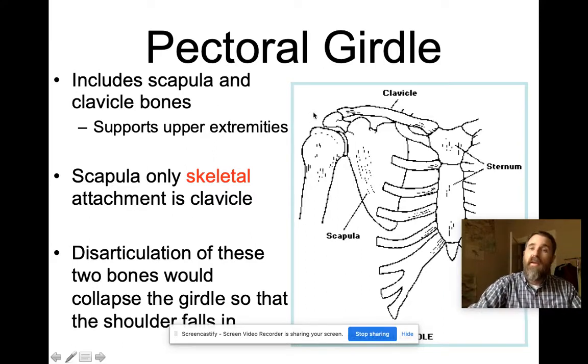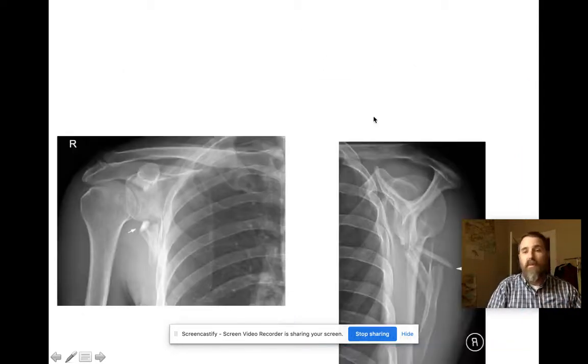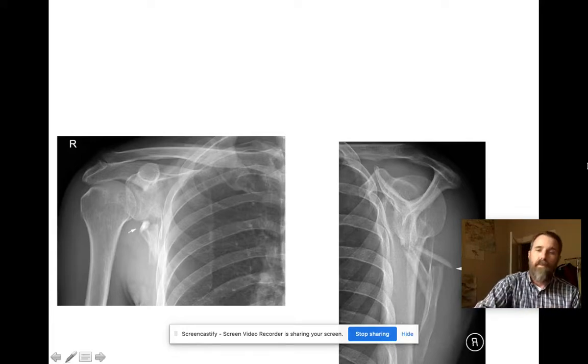Problem being, if you break the clavicle, if you break your collarbone, your entire shoulder collapses in. And so here's a good image of what that looks like. It ain't pretty.